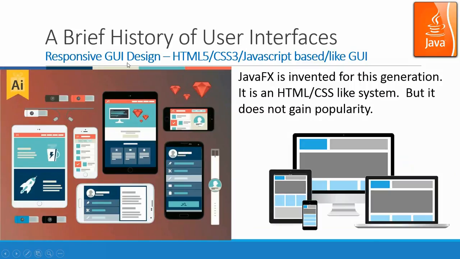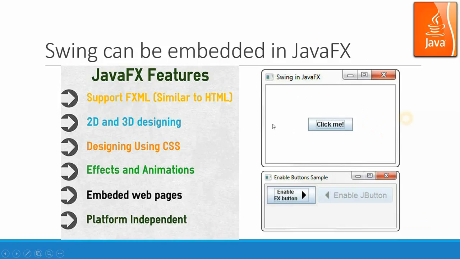The next one is the responsive user interface design. Recently, we have a lot of different mobile devices: the pad, the watch, and cell phone. These require more advanced responsive GUI design. That means you have one GUI design, but that can be adapted to different devices of different sizes. So JavaFX was invented for this generation, and it is an HTML CSS system, but it did not gain popularity. We'll talk about this later. And Swing can be embedded in the JavaFX.